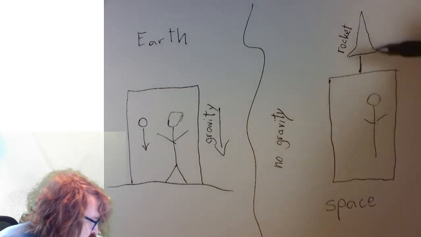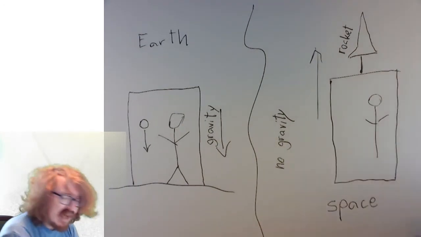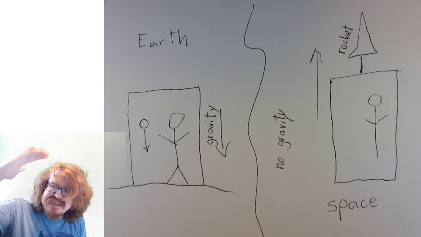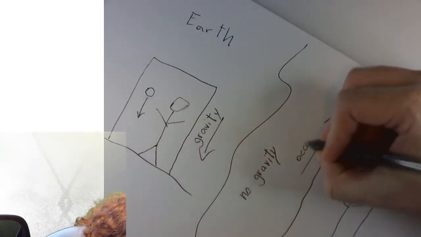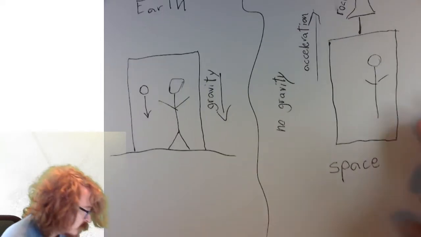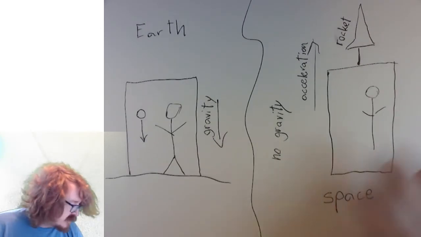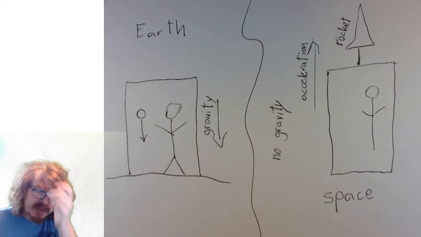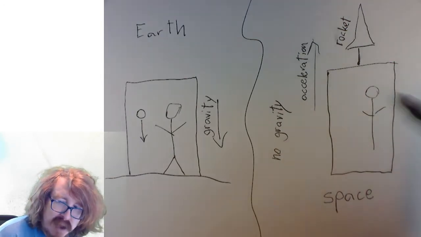And what this rocket is doing is it's pulling this whole box up at the exact same rate that things accelerate down on Earth. So here we have acceleration upward. The rate that this ball accelerates down in the Earth scenario, this whole box is accelerating upward constantly, at that same rate.